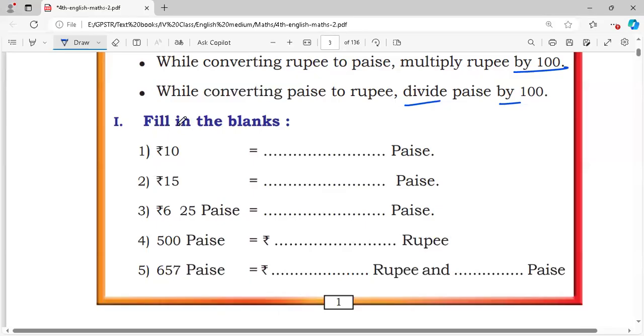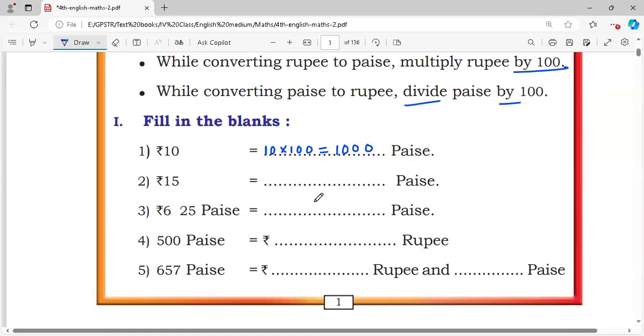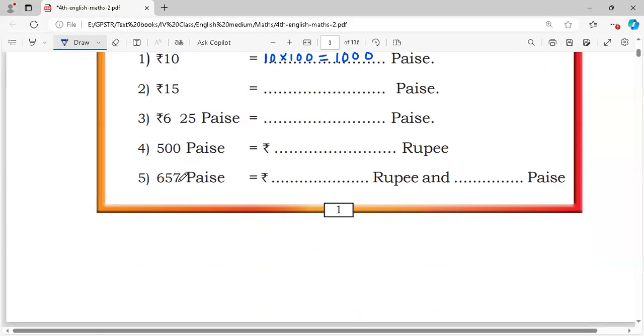First one, fill in the blanks. 10 rupees is equal to how much paise? 10 rupees is equal to 10 into 100 paise. They are given: while converting rupee to paise, multiply by 100. I multiplied 10 rupees by 100, we get 1000 paise. Next, 15 rupees is equal to how much paise?